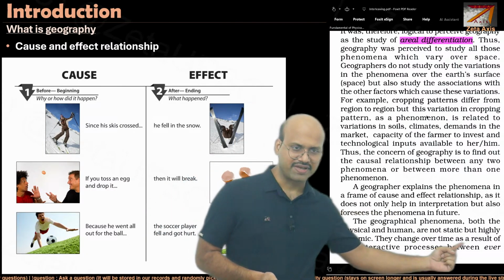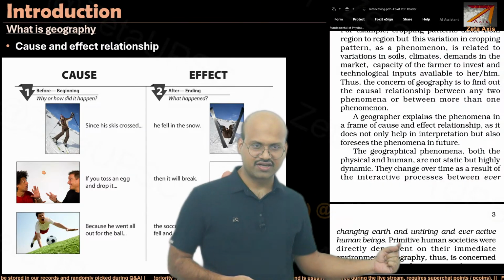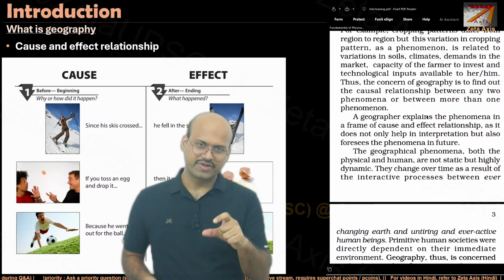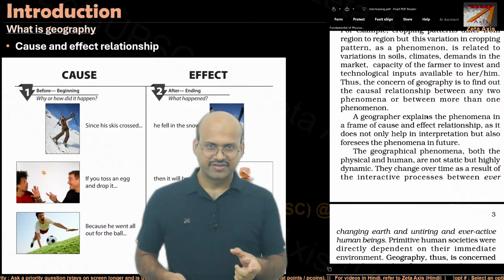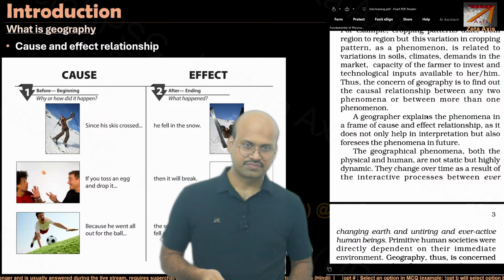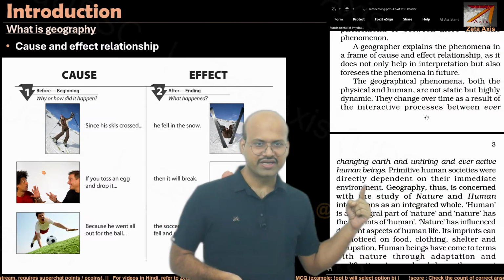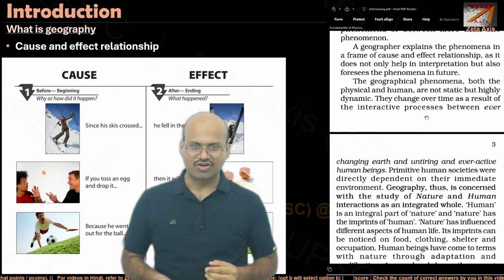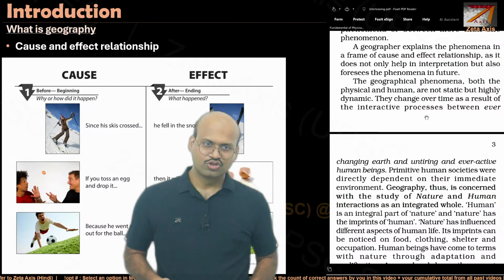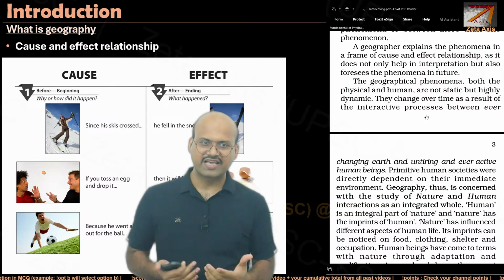They change over time as a result of the interactive process between the ever-changing Earth and untiring and ever-active human beings. So this relationship between human and nature changes dynamically because of the changing environment as well as our behavior. Now it says that primitive human societies were directly dependent on their immediate environment. We know that because they did not have the technologies, or even in earlier human history, they did not know how to conserve food. So they were directly dependent on the environment and on the direct supplies from the environment.